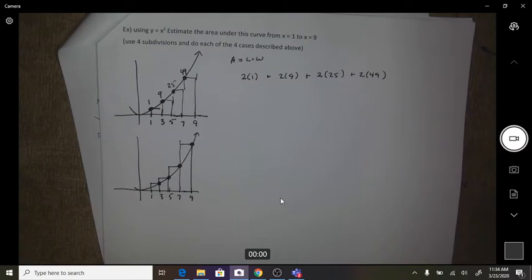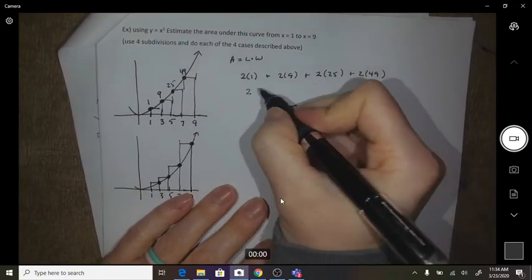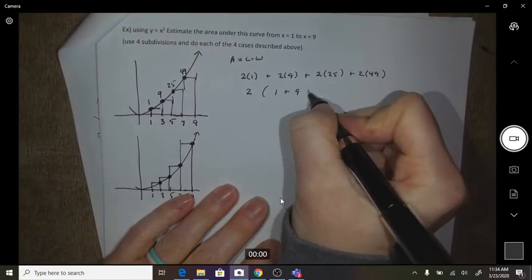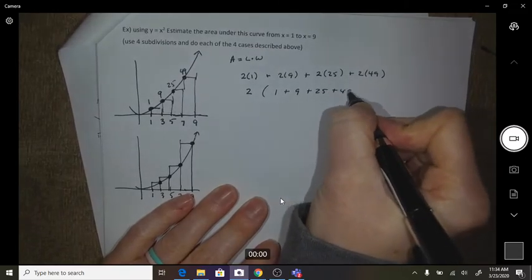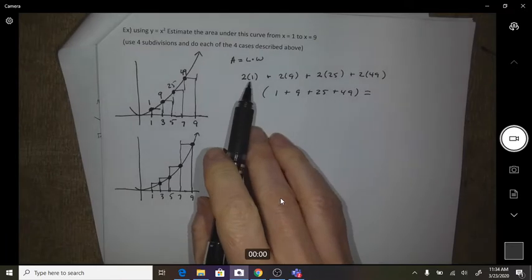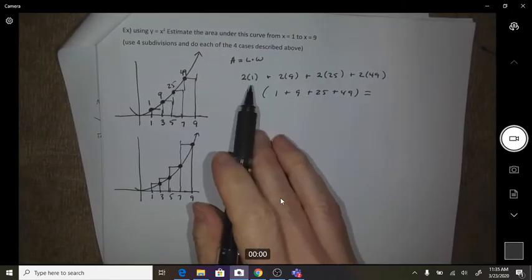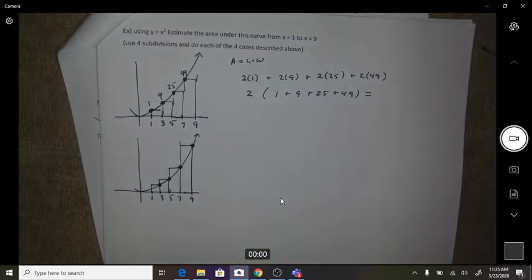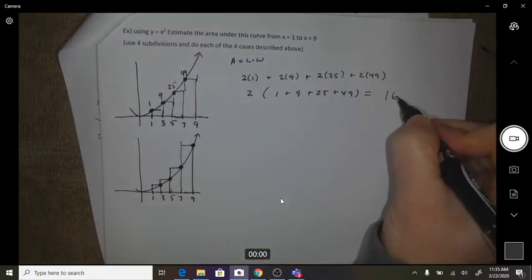Okay? That is what's technically going on, but if you want, you can just say 2 times and then have it factored out, and this would be a shortcut. I'm okay with that, but I want you to understand that you're doing these 4 rectangles, each a length times a width, or a base times height. Okay, so that comes out to 168.